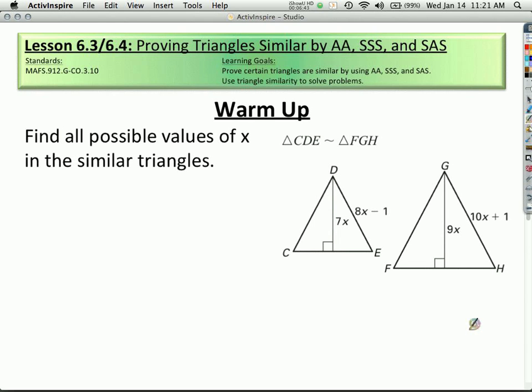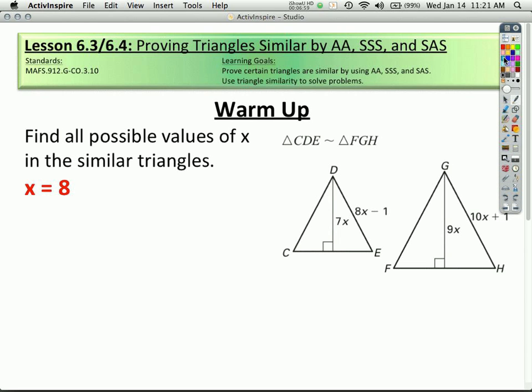Anyone have an answer? Sharik? 8. Say it again. 8. The correct answer is 8. So, let's start.